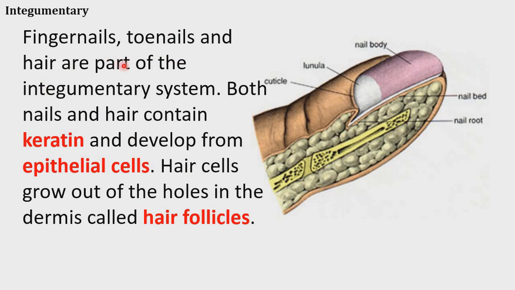We have fingernails and toenails, and hairs are part of the integumentary system, as I have said earlier. But nails and hair contain keratin and develop from epithelial cells. Hair cells grow out of the holes in the dermis called the hair follicles. I have explained this earlier in the structure.